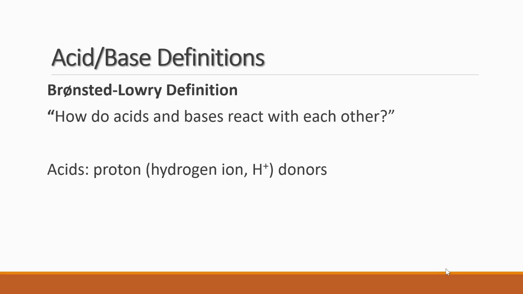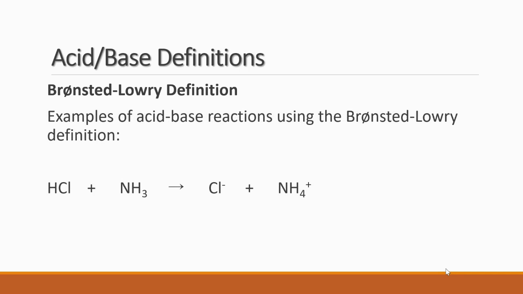unit. So acids are proton donors. They give away a hydrogen ion. Bases are proton acceptors. So they accept a hydrogen ion. So let's see a couple of examples of this.